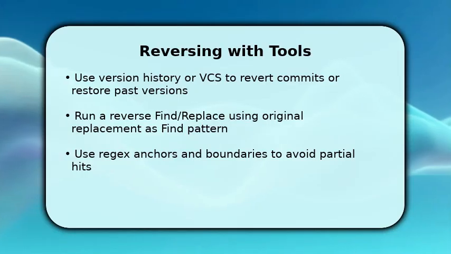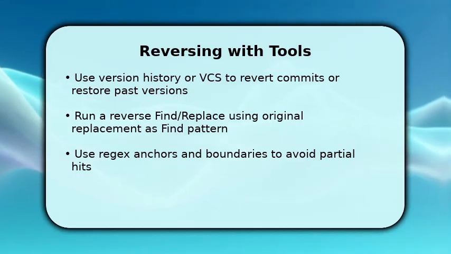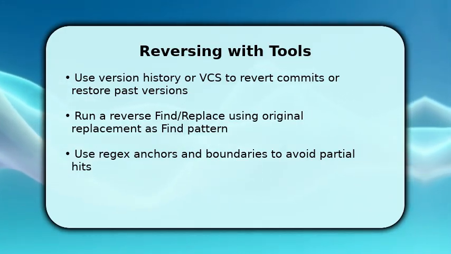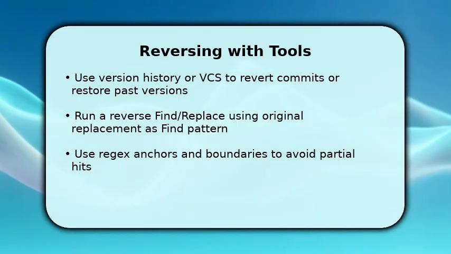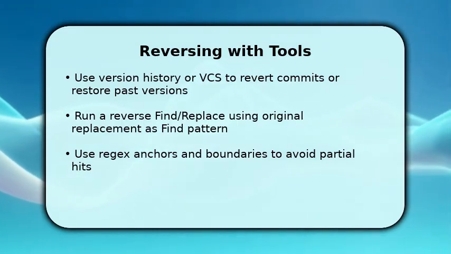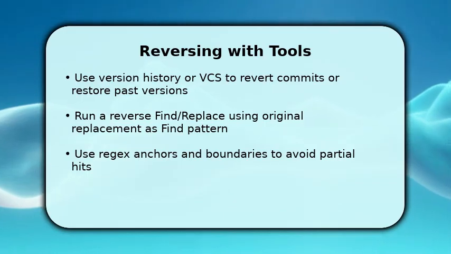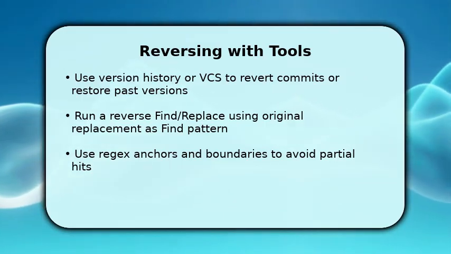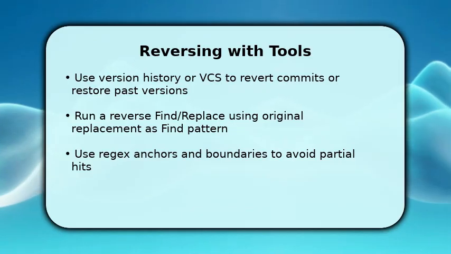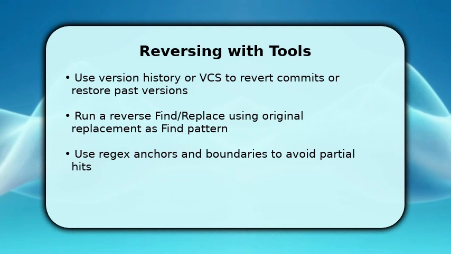Once done with the initial checks, leverage available tools to reverse changes safely. If you have version history or a version control system, restore the prior commit or copy because that is the cleanest fix. If you must edit manually, perform a reverse find and replace. Use the replacement text as the new find pattern and the original find text as the replacement, applying case and regex rules exactly. Make sure to run a preview or a dry run to catch unintended matches before committing.